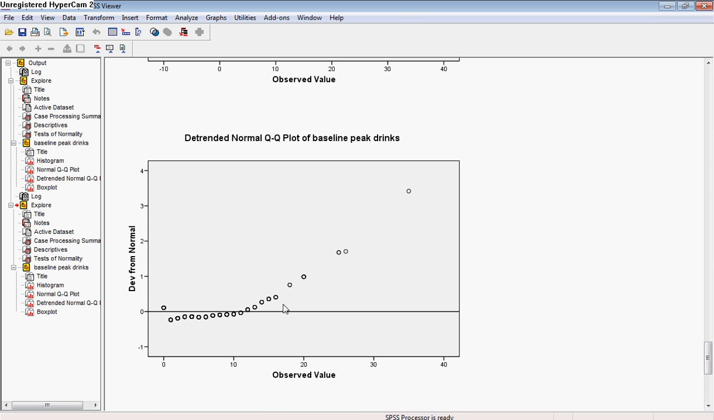And that is replicated in our detrended normal QQ plot, where we have the deviation from the normal of 0. So if it doesn't deviate from the normal distribution at all, these points would kind of be in a nice even cloud hugging the 0 deviation from normal line here. Obviously, the larger the values, again, the more this distribution pulls away from the expected normal distribution.